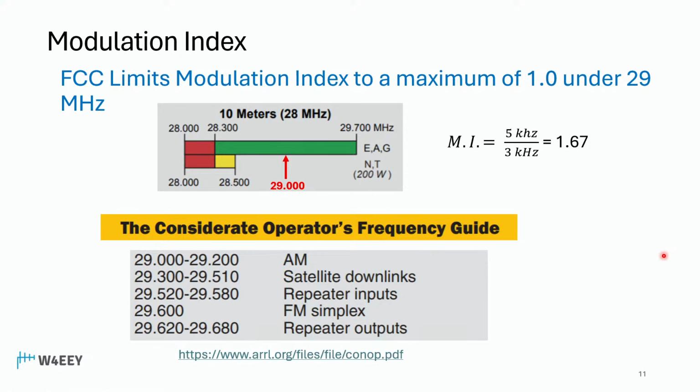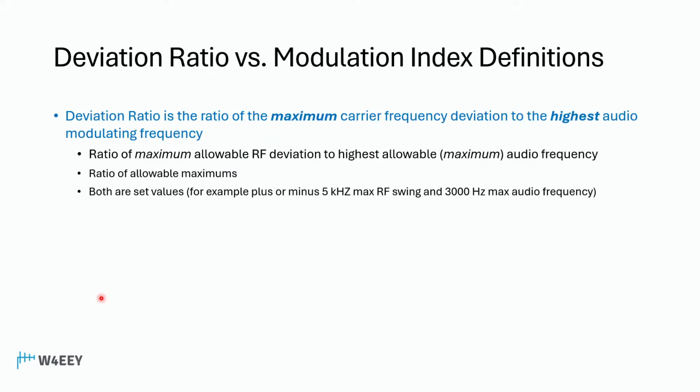So there's something called the Considerate Operator's Frequency Guide, and here's a link to it. This is something else that you should probably have in your folder of interesting information to have at your station. And it lists some of these things. I just picked out the part relating to 29 megahertz and above. So these are the frequencies that they recommend hams use. And you'll notice that all of the FM frequencies are there. Repeater inputs, FM simplex, repeater outputs. So the place where you would be using FM on 10 meters is all above 29 megahertz. So I said that was a magic number.